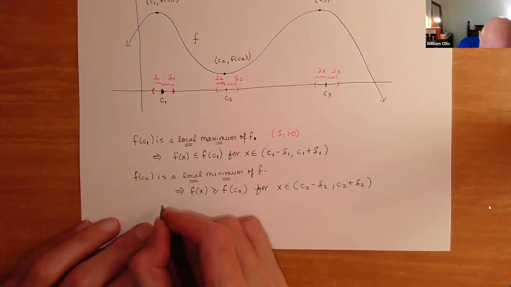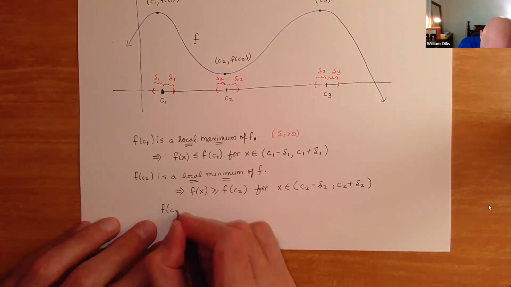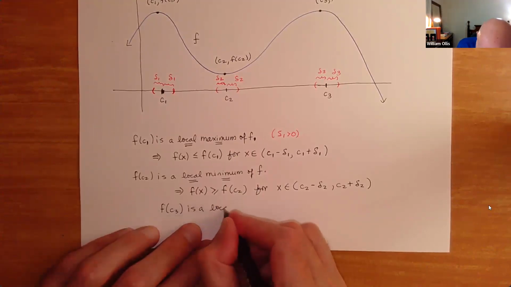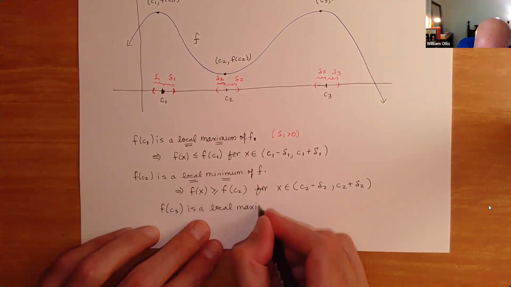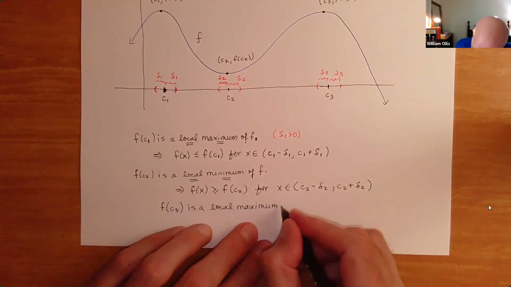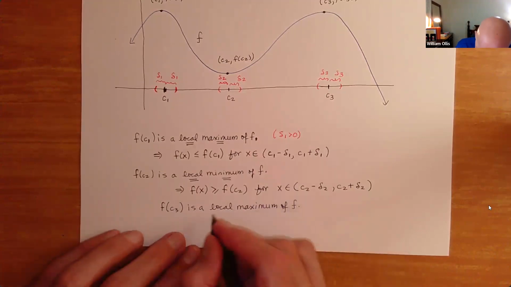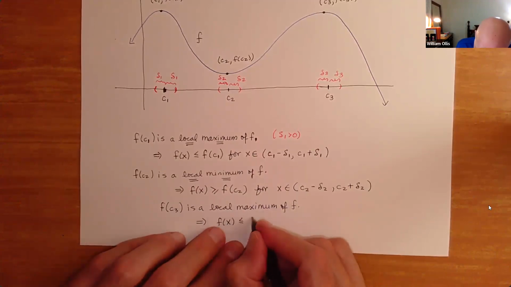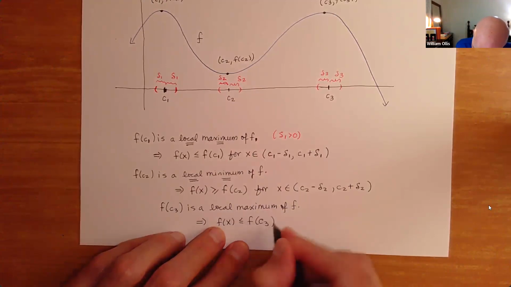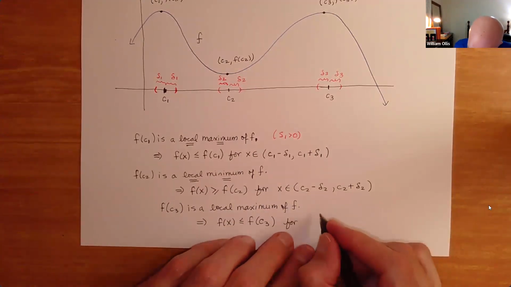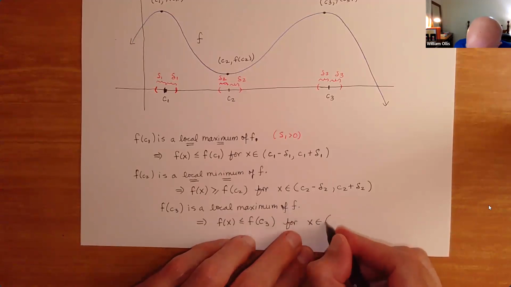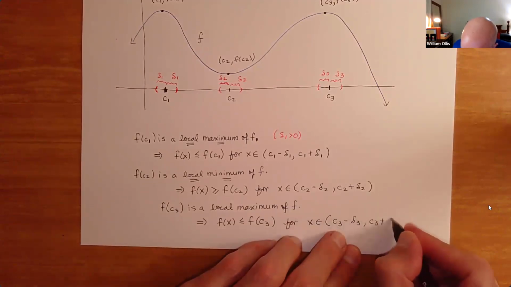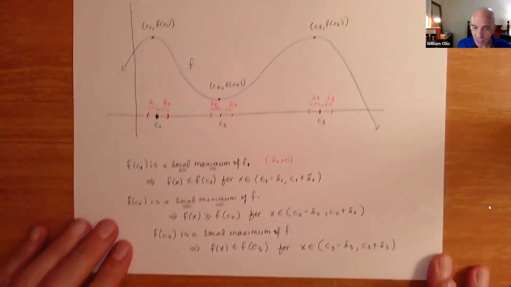So before I get to the implies, f of C3 is a local maximum of f, which implies, again, f of x is less than or equal to f of C3 for x in the delta 3 neighborhood of C3, for x an element of C3 minus delta 3 to C3 plus delta 3. So again, this is an occurrence that is local.